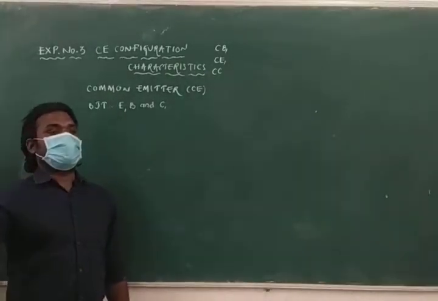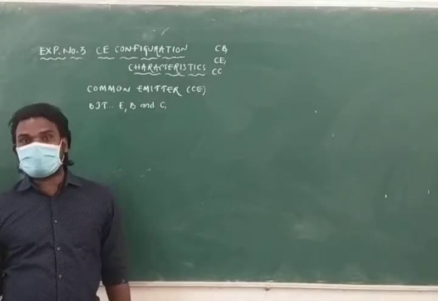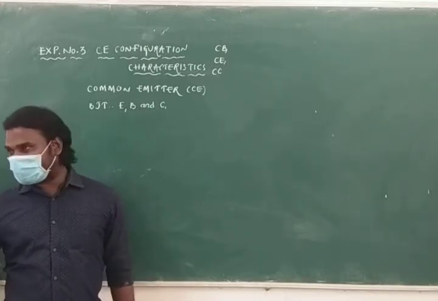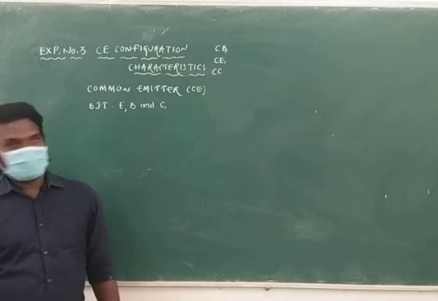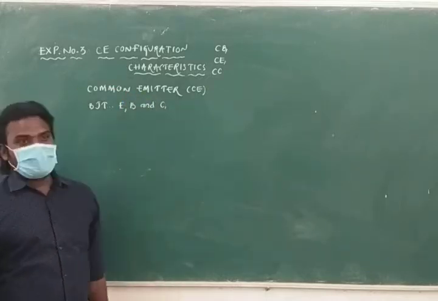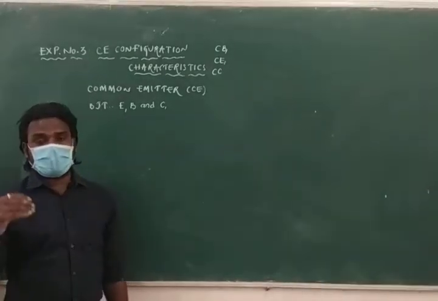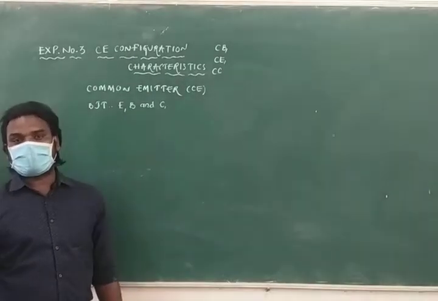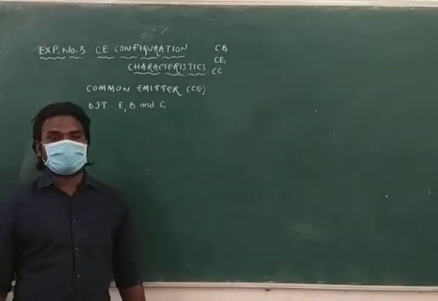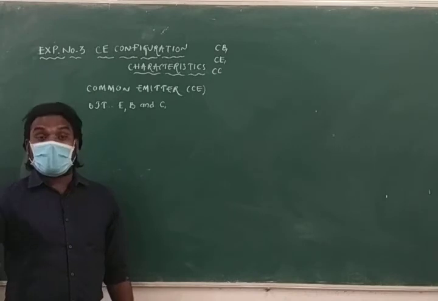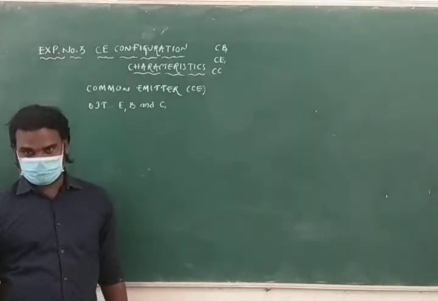By connecting a BJT in a common emitter configuration, we must study what is voltage and what is current. That is our experiment. The experiment name is CE configuration characteristics, common emitter configuration characteristics. In common emitter configuration, the emitter is made common for base and collector and it is connected to the ground.